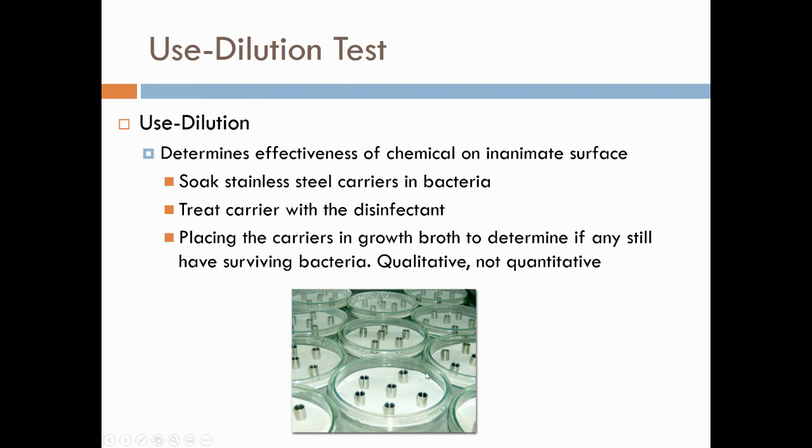Then I would put them into growth media and grow to see, did any bacteria survive? If there's growth, if they could survive that disinfectant, then there would be growth once I gave them media and put them in their optimal conditions. If the disinfectant was effective, then I would not get growth. This is not a quantitative, but a qualitative measure. Did I get growth or no growth? But I don't know how effective was it? Did it control it a lot? If I get any growth at all, it's growth. So it's a yes or no answer, not a degree of effectiveness.